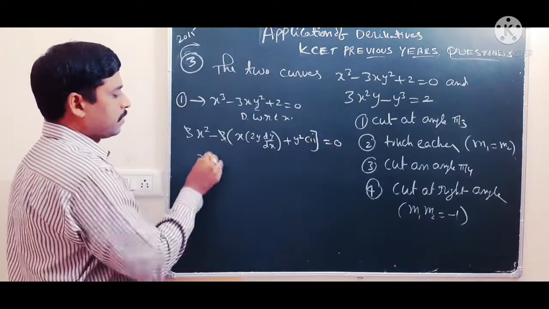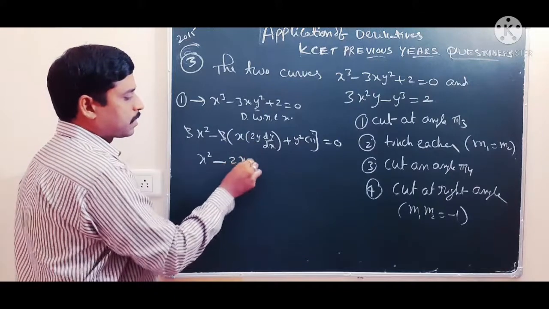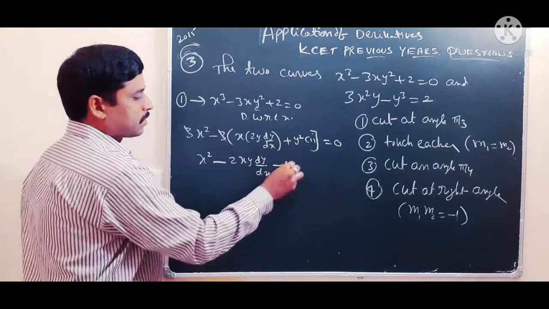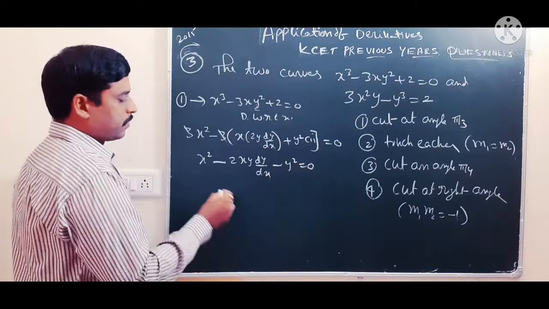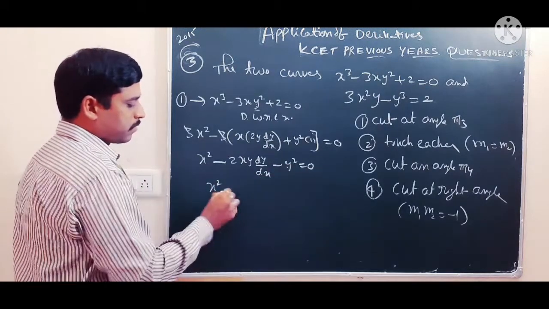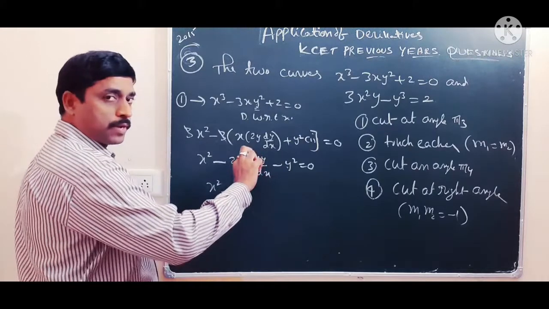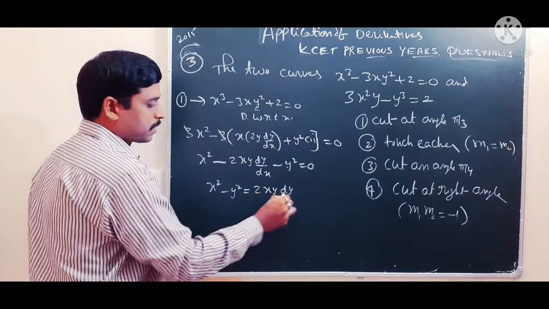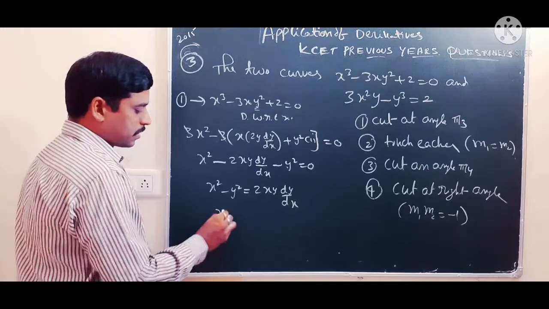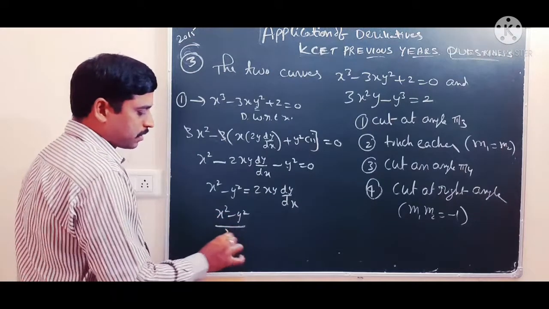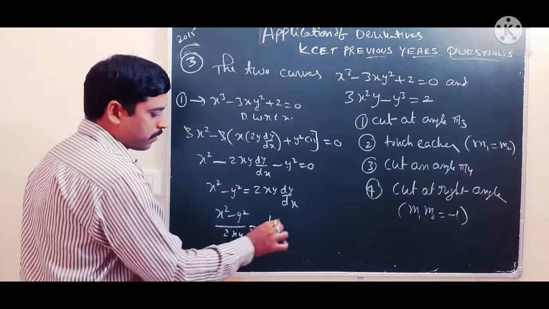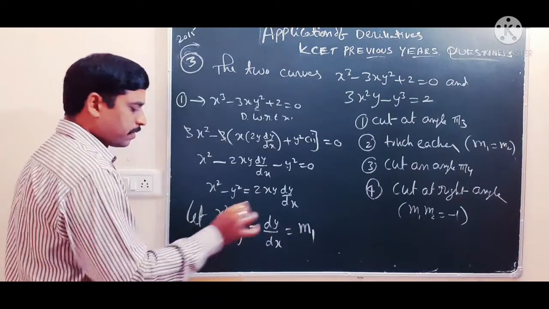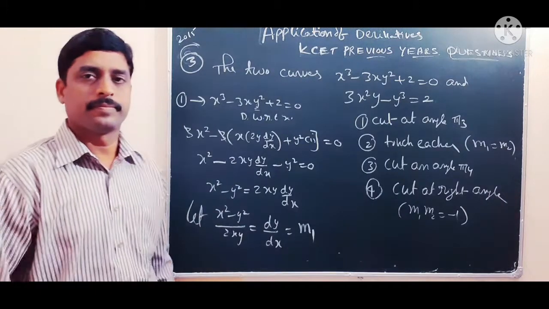So x square minus 2xy dy by dx, minus into plus, minus y square. Therefore x square minus y square. This minus 2xy dy by dx bring to the right side, equal 2xy dy by dx. Therefore x square minus y square by 2xy equal to dy by dx. Let us take m1, slope of the first curve.